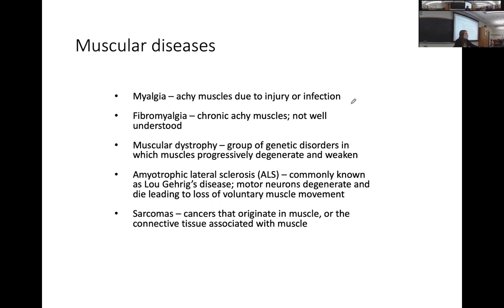And then ALS is also known as Lou Gehrig's disease. This is a motor neuron degenerative disease. So it's where those motor neurons, the ones that are like the telephone poles communicating to those muscles, degenerate and die, and it leads to the loss of voluntary muscle movement. So voluntary meaning that it's conscious movement. And then there's a couple other ones that cause chronic achy muscles or achy muscles due to an injury or an infection.